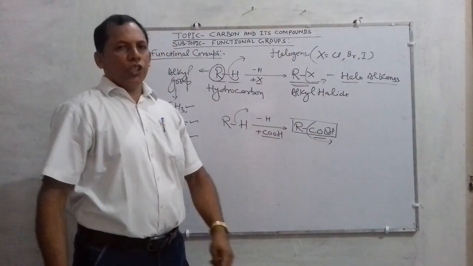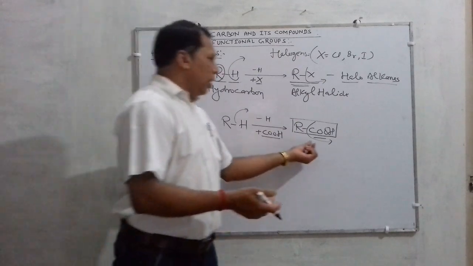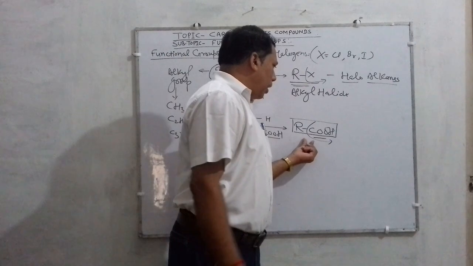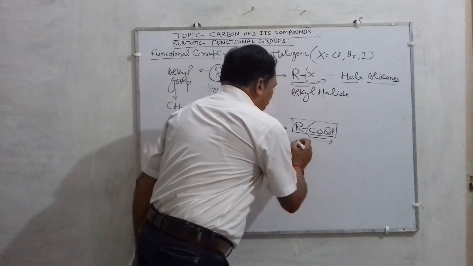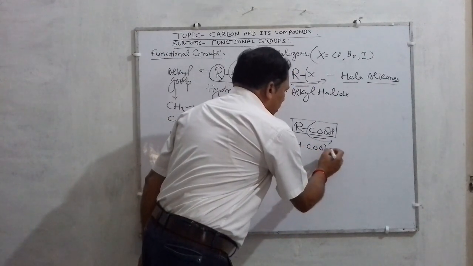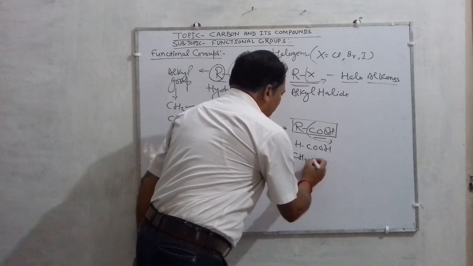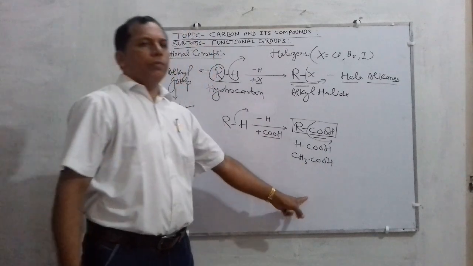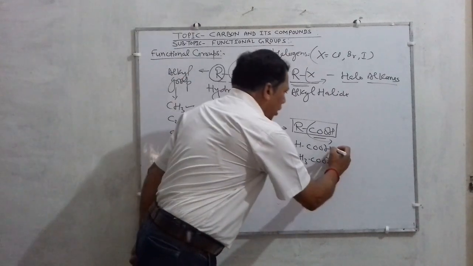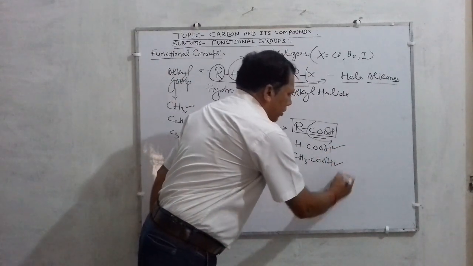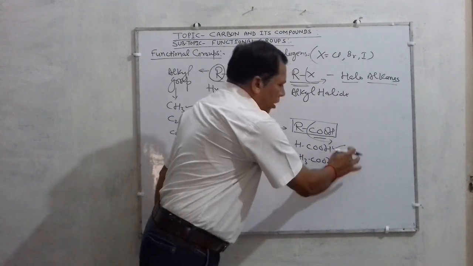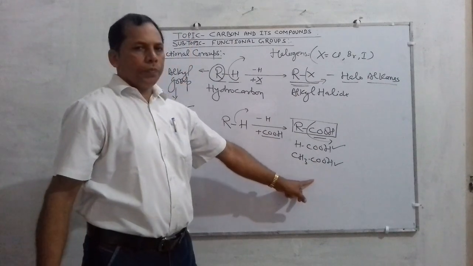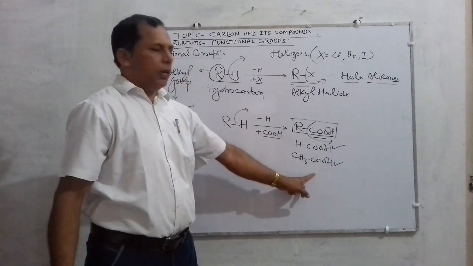Here COOH is called the carboxylic group. For example, in place of R, if you put H, or CH3, you will get different members of the carboxylic acid family, namely formic acid, or methanoic acid, and acetic acid, or ethanoic acid. It means they are forming a group, a family.